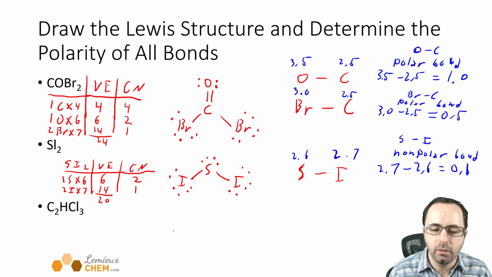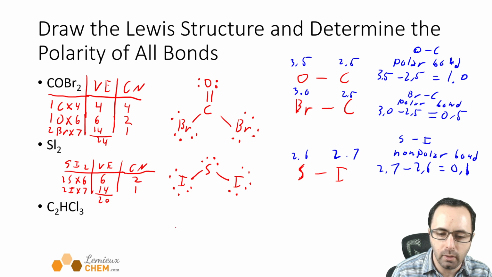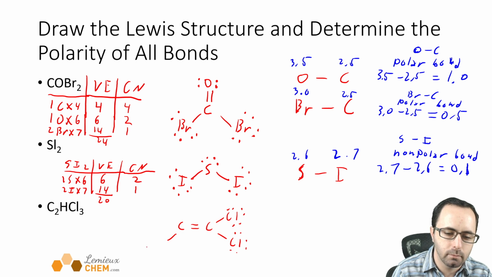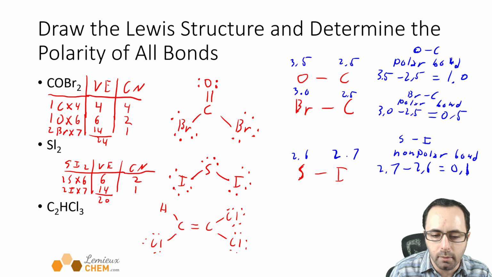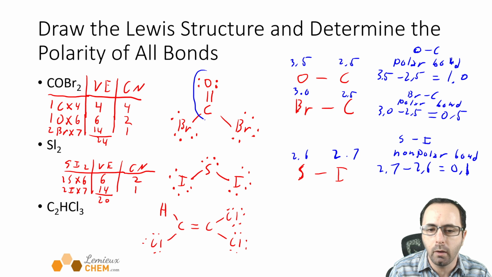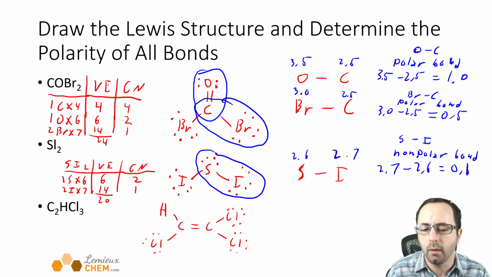Then for the last one, I actually drew that structure earlier in this lecture, so I'll just write it back up. So what kind of bonds do we have here? Well, we've got 3 types of bonds in this molecule. In the first molecule, we had oxygen bonded to carbon and bromine bonded to carbon. Those were our 2 types of bonds. In the second molecule, the only type of bond we had was silicon bonded to iodine.